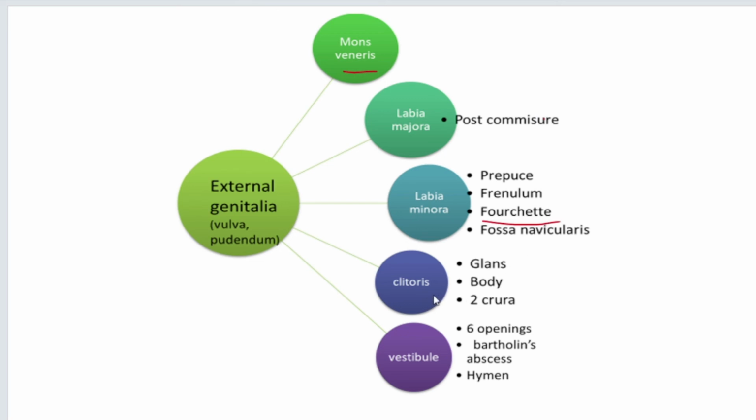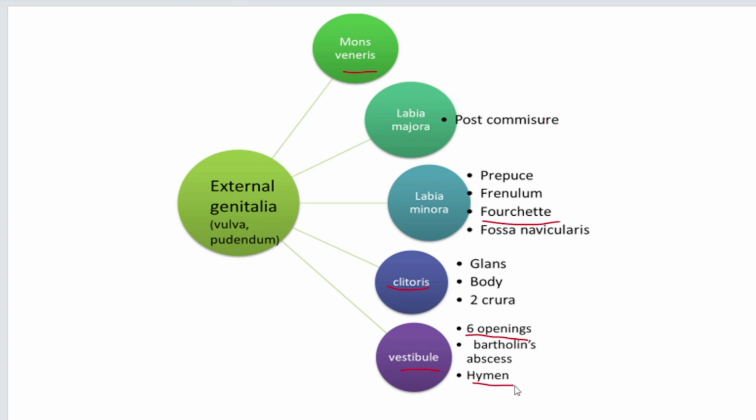Once we come to the clitoris, please remember the parts of the clitoris: glans, body and 2 crura. This clitoris is the erectile organ of the female. Next, vestibule. Vestibule has 6 openings, majorly 4. What are they? Urethral orifice, vaginal orifice with a hymen and 2 orifices of Bartholin ducts. If you consider paraurethral ducts also as openings in the vestibule, then all together 6 openings. Then please remember clinical points like Bartholin cyst and Bartholin abscess.